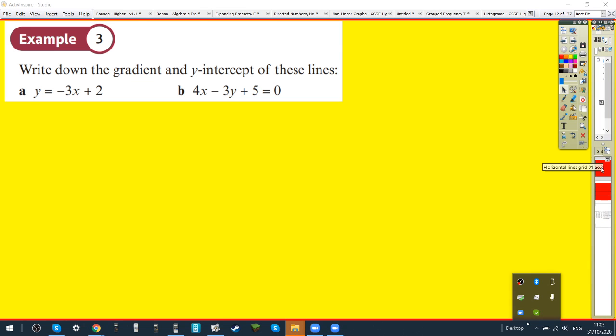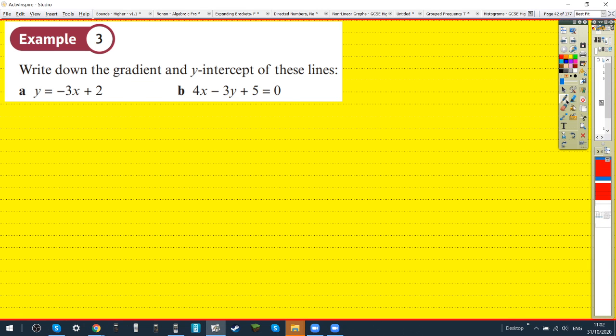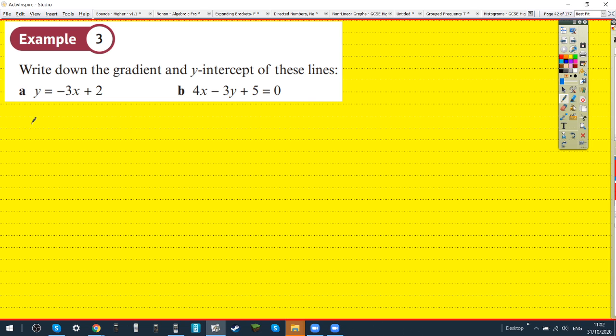For A, the gradient is minus 3x. Yep. And the y-intercept? 2. Yeah. How about B?